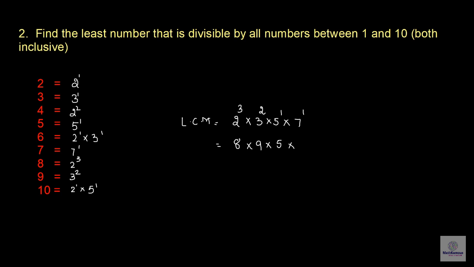On multiplying we get 2520. So 2520 is the least number that is divisible by all the numbers between 1 to 10.